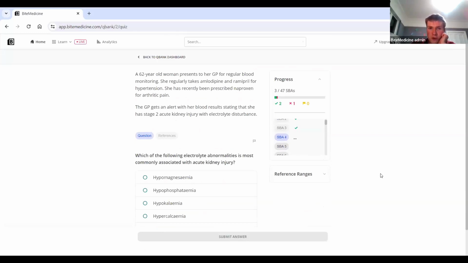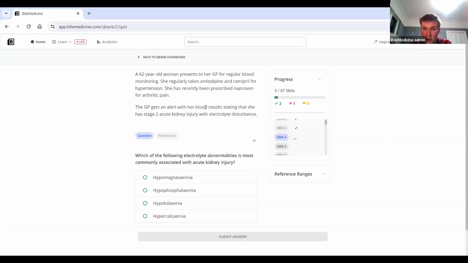So, 62-year-old woman presents to her GP for regular blood monitoring. She regularly takes amlodipine. This is another point of contention here, guys. Every time you're going through SBAs, just test yourself on everything. So when you get shown a drug, you may as well say, do I know what that drug does? So in this case, she regularly takes amlodipine, which is a dihydropyridine calcium channel blocker, and ramipril, which is an ACE inhibitor. She's recently been prescribed naproxen, which is an NSAID for arthritic pain.